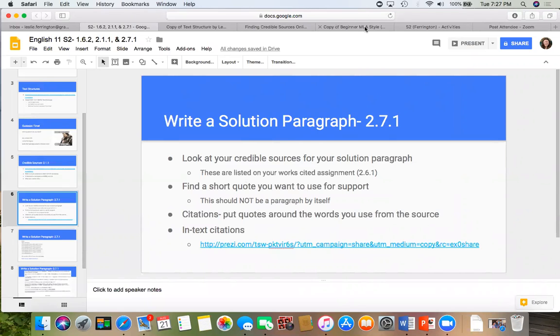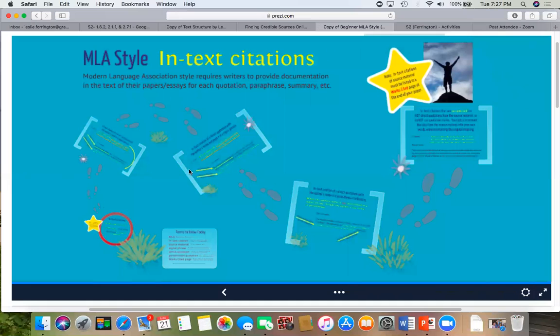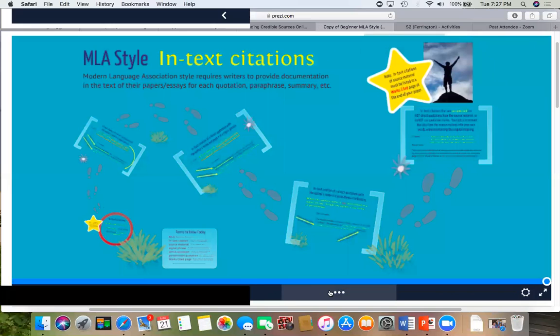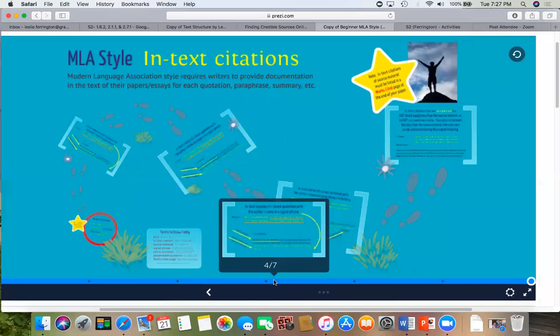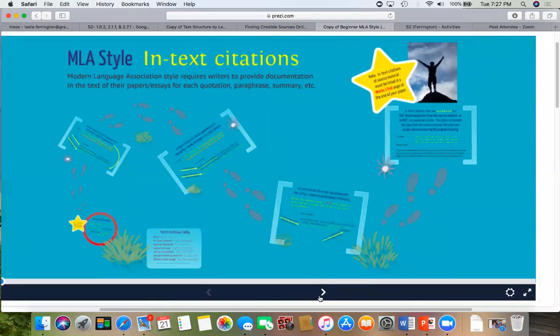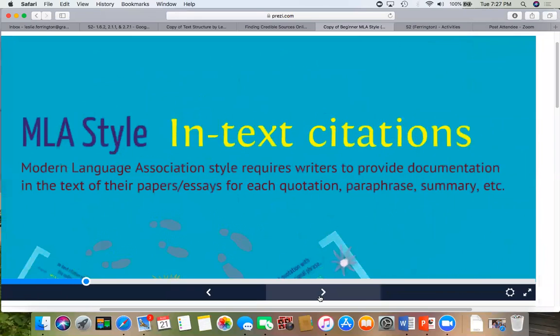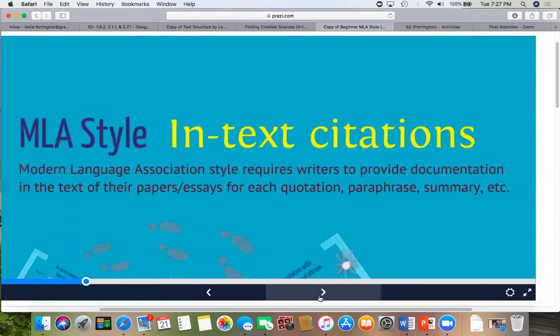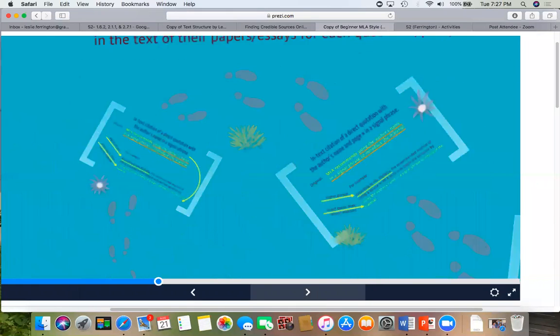And this Prezi is really short, so I'm sorry there's been like 3 Prezis in a row, but this is a short one. Oops, this is another one. I didn't start off from the beginning. Sorry, guys. I just think it's a little bit more interesting than just listening to me tell you about it. So MLA in-text citations are what you're focusing on.